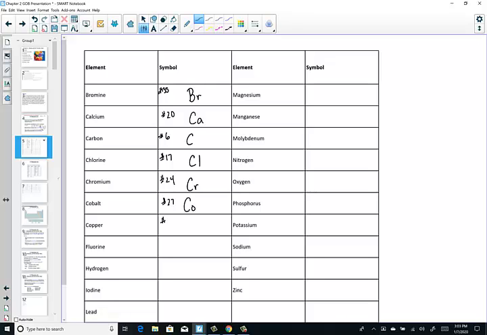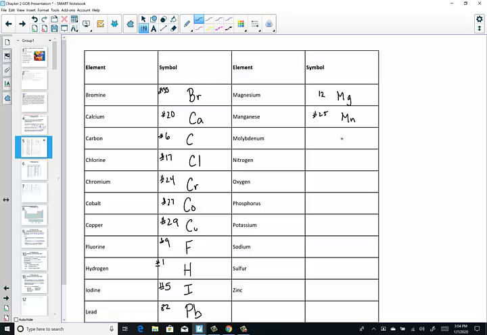Copper, which is number 29, is Cu. Fluorine, number 9, is capital F. Hydrogen, number 1, is capital H. Iodine, number 53, capital I. Lead: if you find lead on the periodic table, you'll see it's number 82, Pb. The element magnesium is number 12. You found Mg. Manganese is number 25. You found that as Mn.